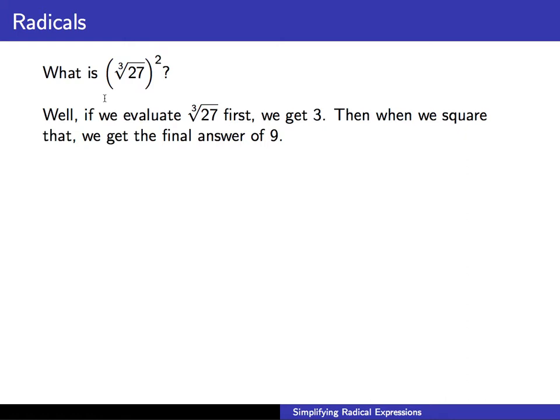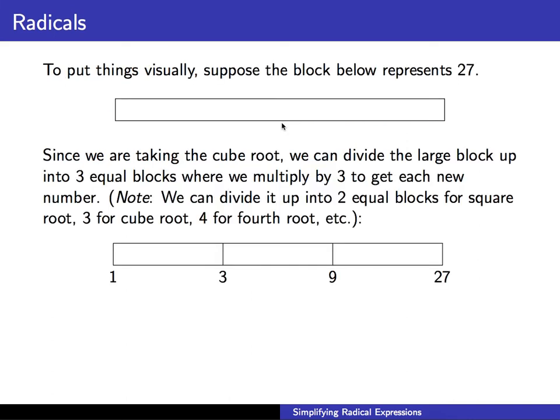So let's take a look at the cube root of 27, squared, and figure out what exactly this is. If we first look inside the parentheses, the cube root of 27 is 3, because 3 times 3 times 3, when we multiply 3 by itself 3 times, we get 27. Like the cube root of 8 is 2, because 2 times 2 times 2 gets 8. So when we square that answer of 3, we get our final answer of 9.